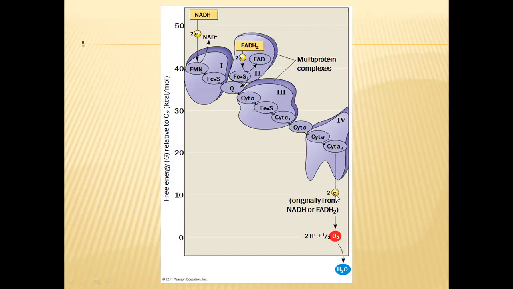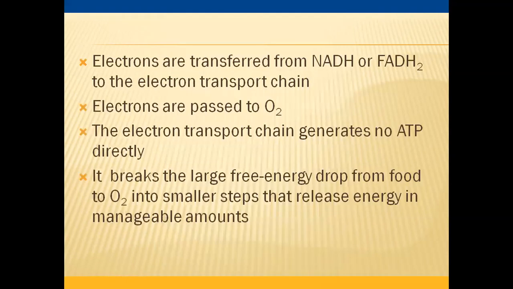Finally, when they are released into the matrix from the last multi-protein complex, they will join with hydrogen ions and oxygen molecule to produce water. So this is the electron transport process over the electron transport chain. Electrons are transferred from NADH and FADH2 to the electron transport chain, and finally they are passed to oxygen and hydrogen ions.